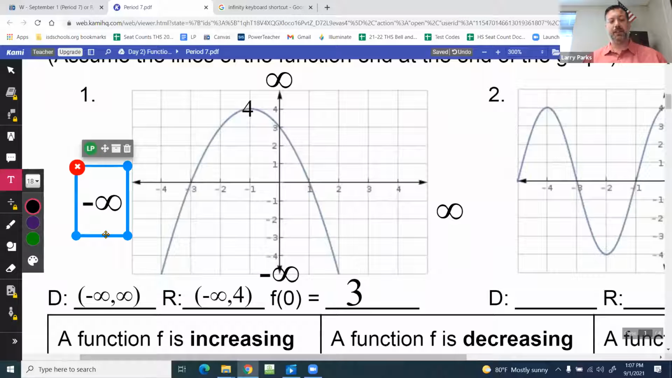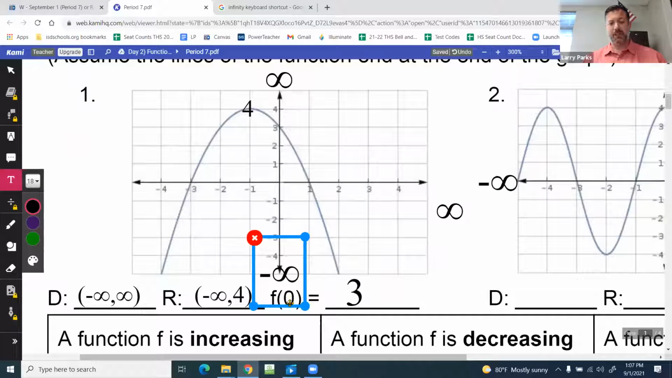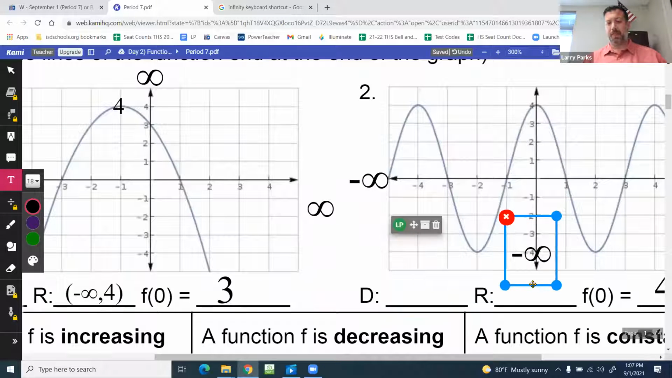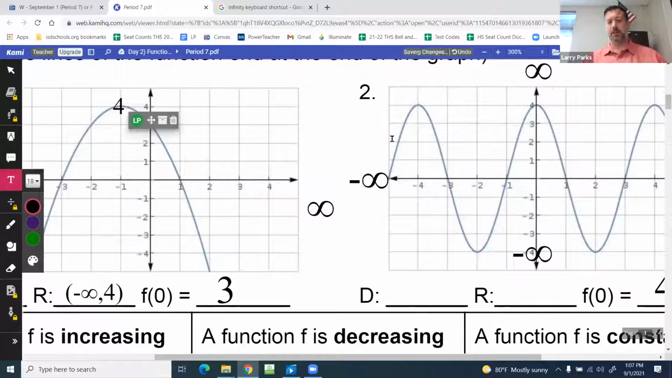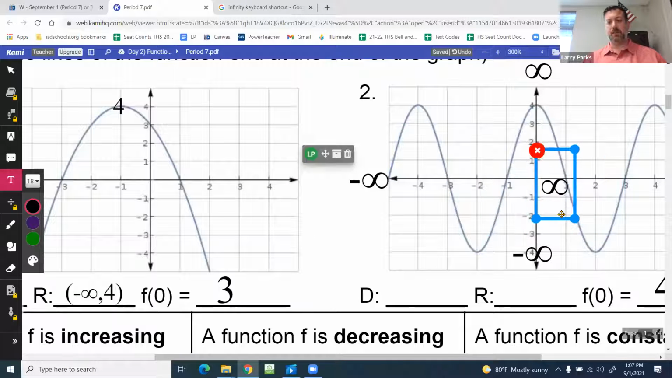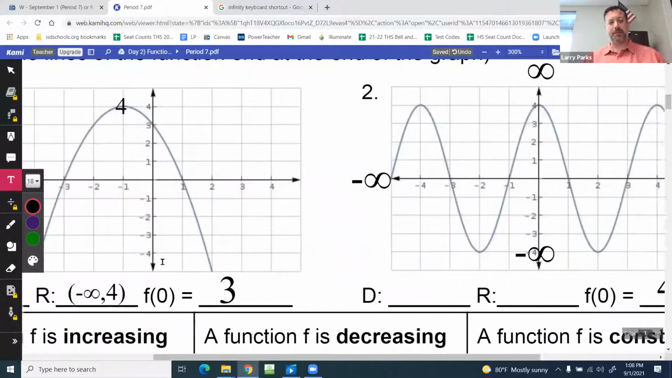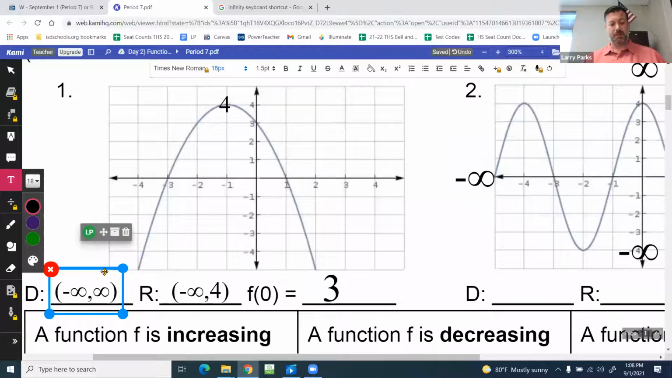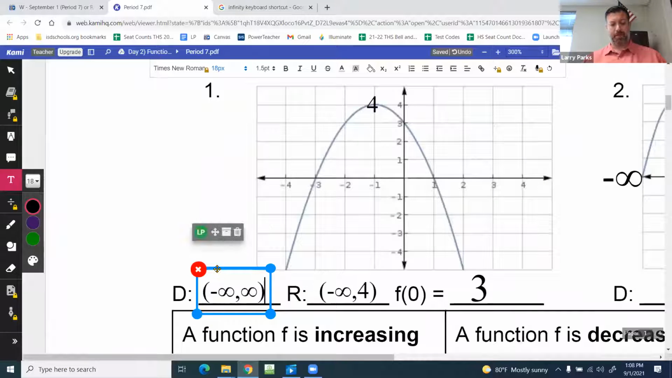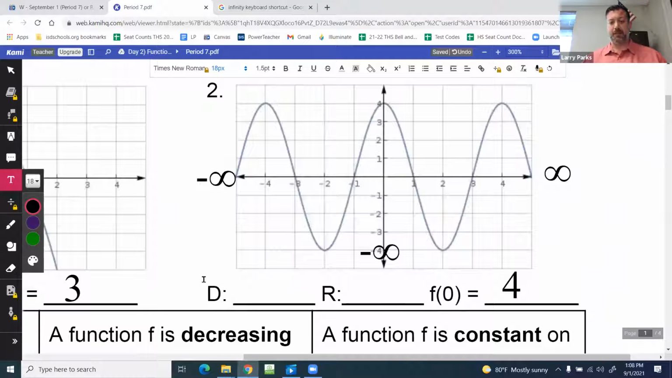All right, over here, and so I don't have to do this again, I'm going to copy these over. There we go. So what is the domain? It goes to the left forever, looks like a cycle, and it goes to the right forever. So domain would be the same thing, all real numbers. I guess it won't let me copy. That's fine. So I got negative infinity to positive infinity.